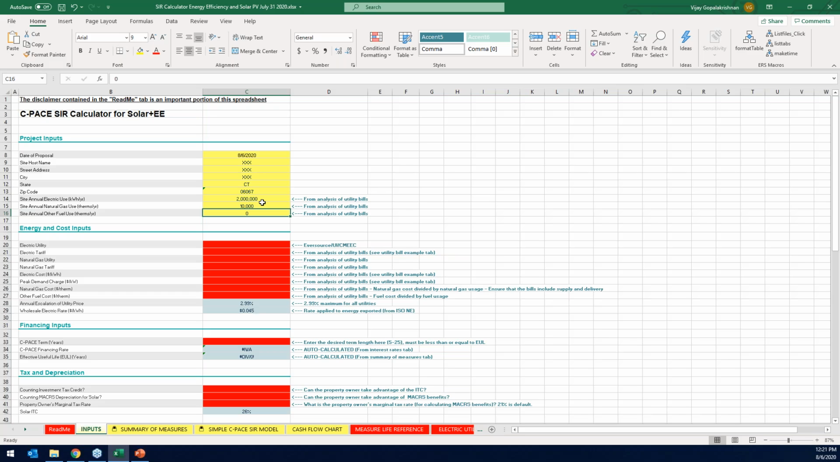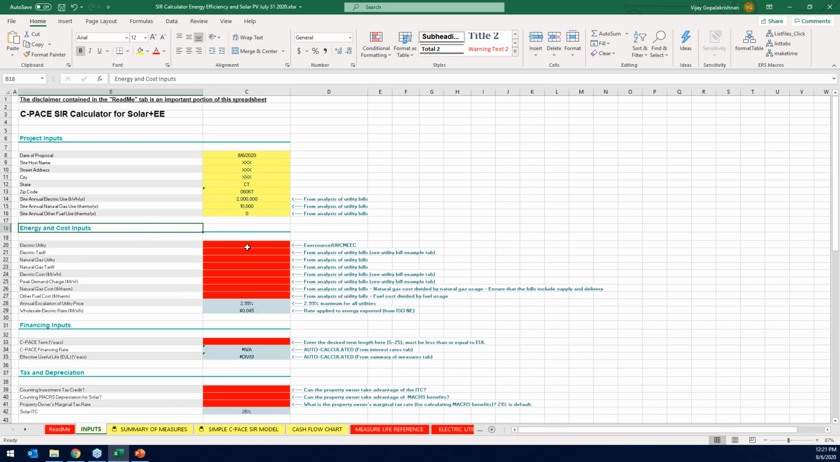If the facility was significantly impacted by COVID, but the previous 12 months of the bills aren't representative of how you expect them to operate, you need to go back to a period where, let's say 6 months ago, use 12 months from 6 months ago in order to make sure that we're using representative bills. So for now, it's 2 million kilowatt hours at 10,000 therms per year.